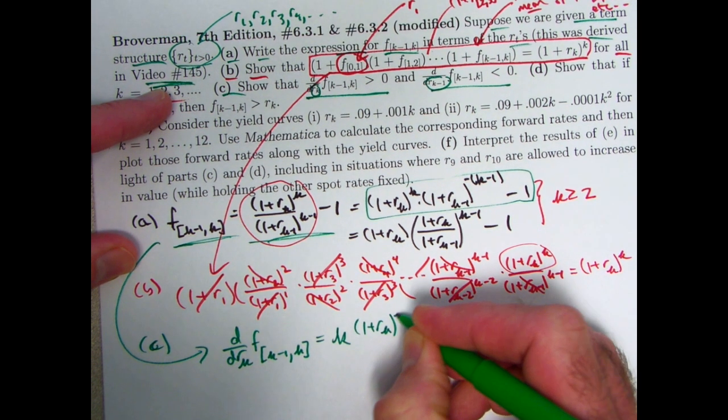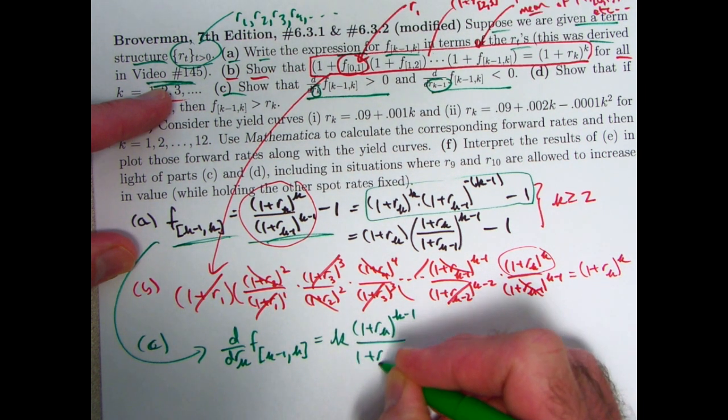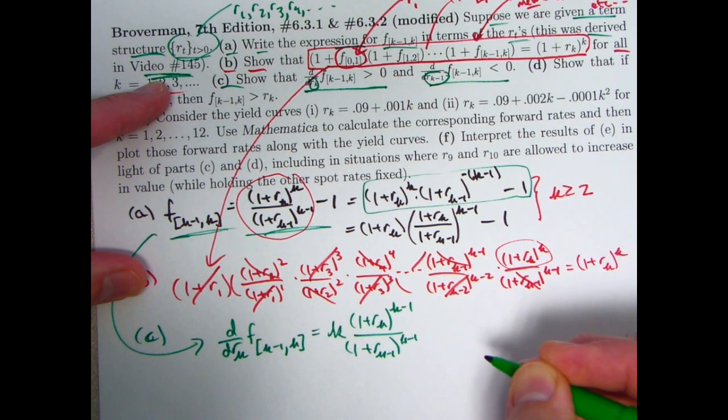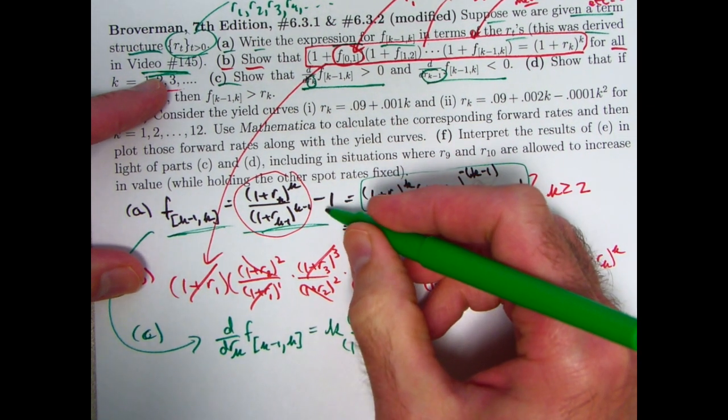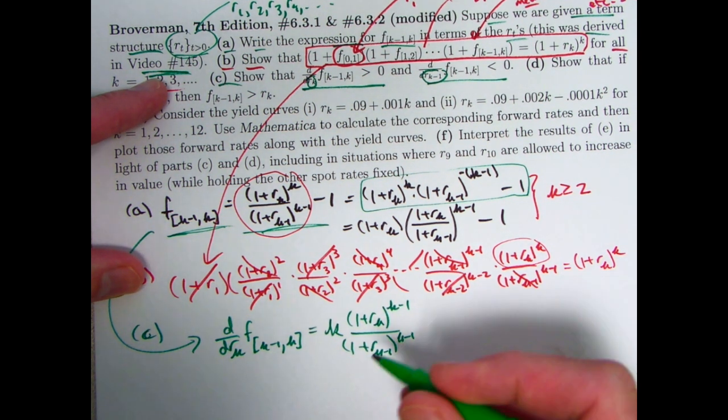I'd have to subtract 1 from the exponent, get a k minus 1 power over 1 plus rk minus 1 to the k minus 1. That's just a constant with respect to rk as well. And then when I differentiate minus 1, I get 0. So this is the derivative, and all these quantities are positive.